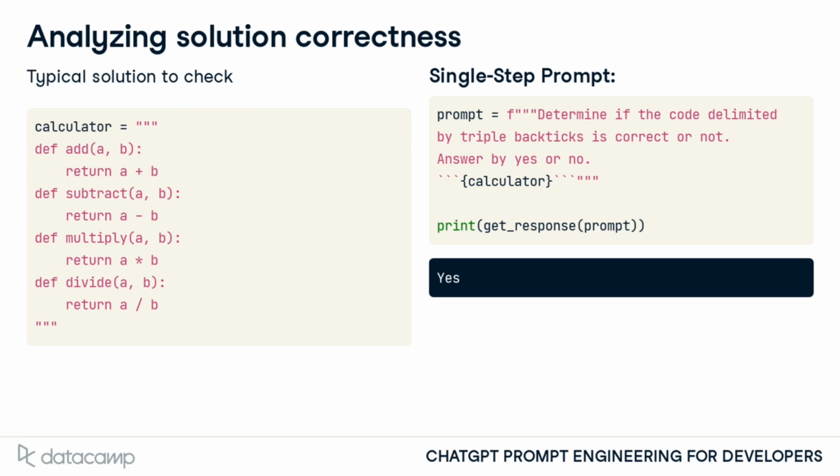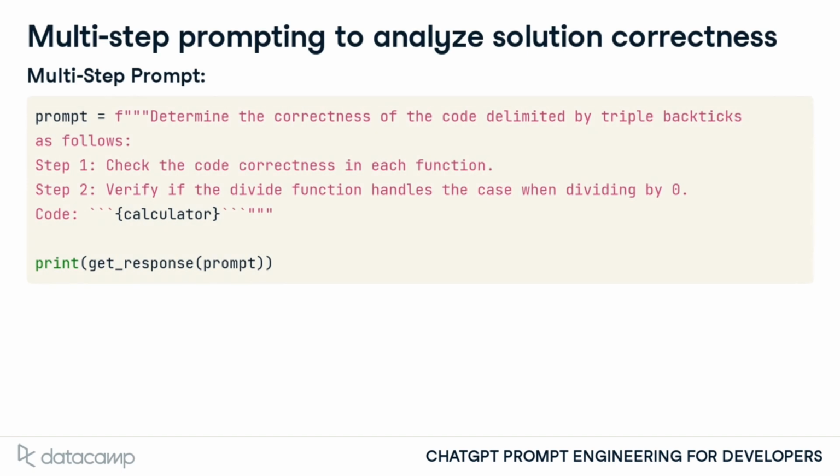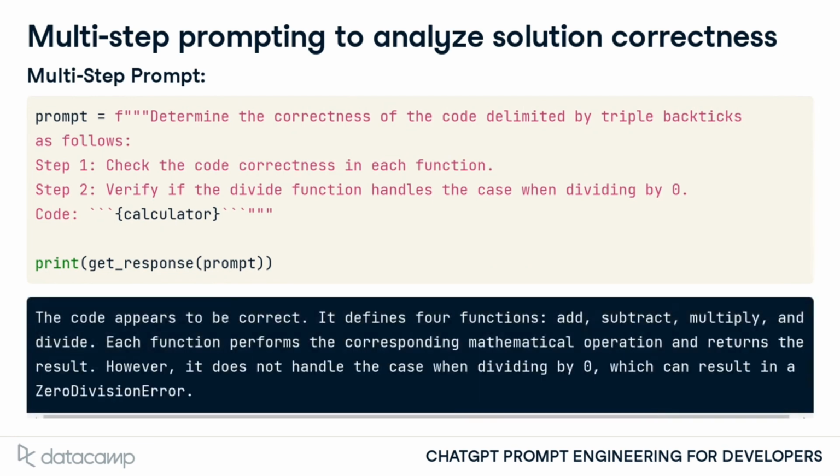In this case, while the syntax is correct, the divide function doesn't handle division by zero, which should be considered in the evaluation. To accomplish that, we use a multi-step prompt, where in step 1, we check for syntax correctness, and in step 2, we verify if division by zero is handled. After these changes, the model output gives feedback about each step and tells us the syntax is correct, but division by zero is not handled.